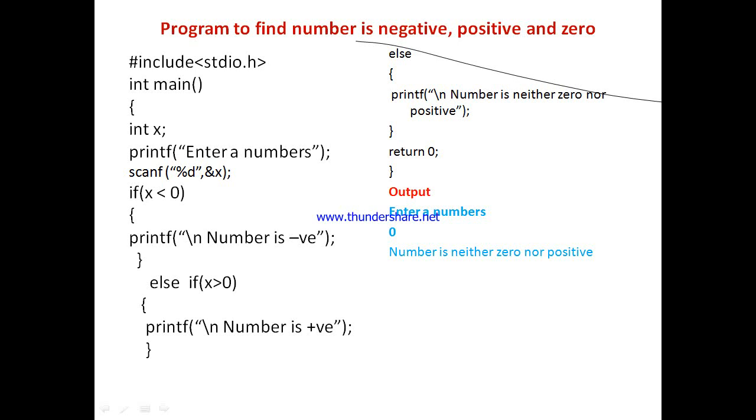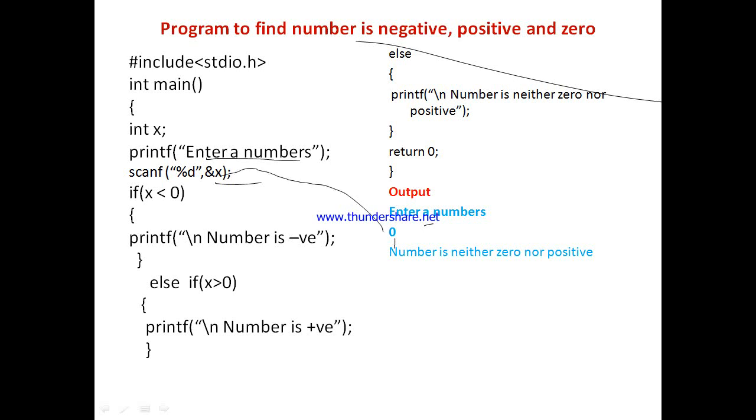Now here let us see printf enter a number, so this output is printed: enter a number. Then scanf with percentage d accepts the number. Suppose we have entered number 0. So the 0 number, what happened? This 0 number is stored into X.